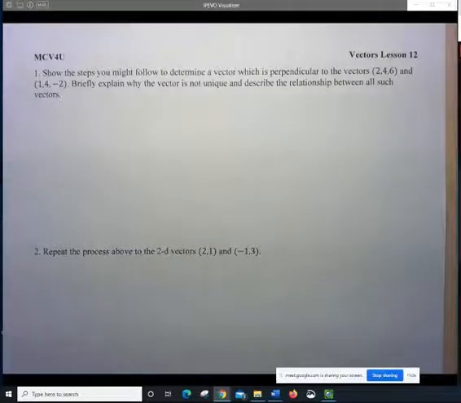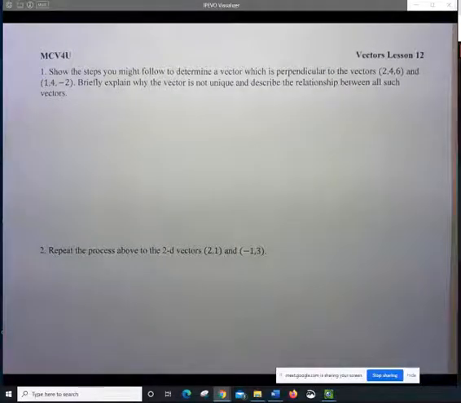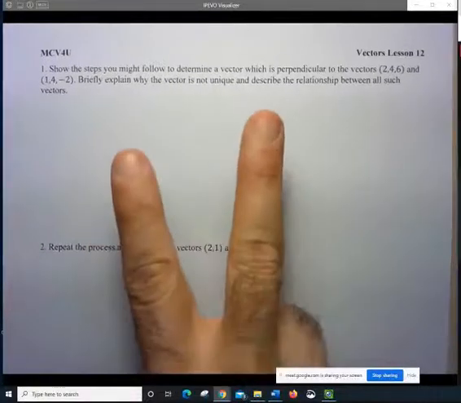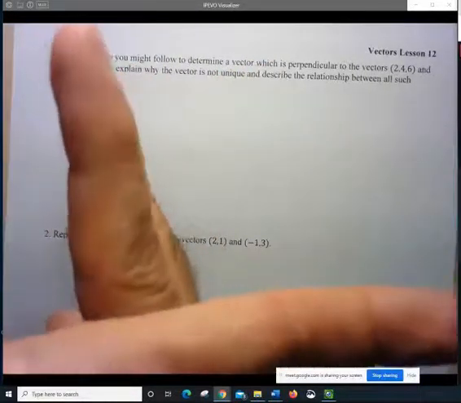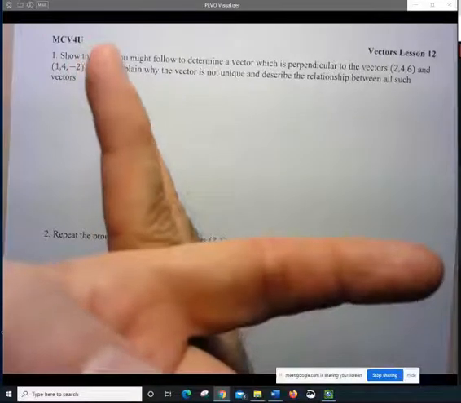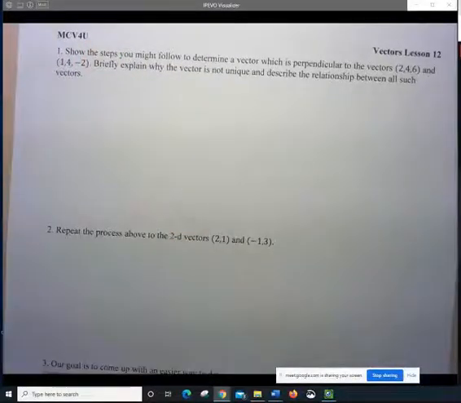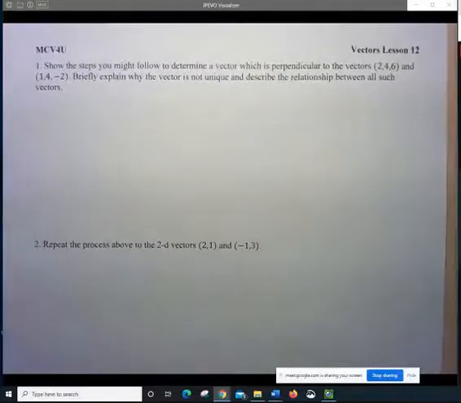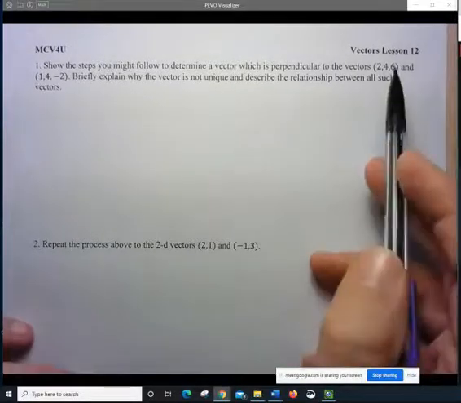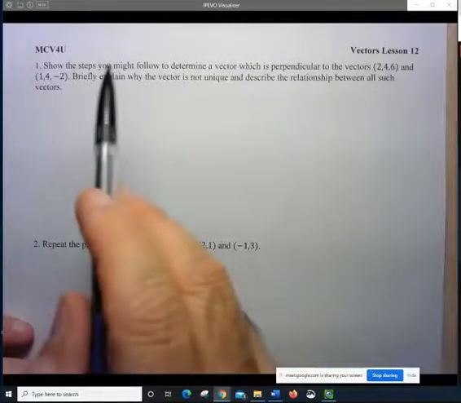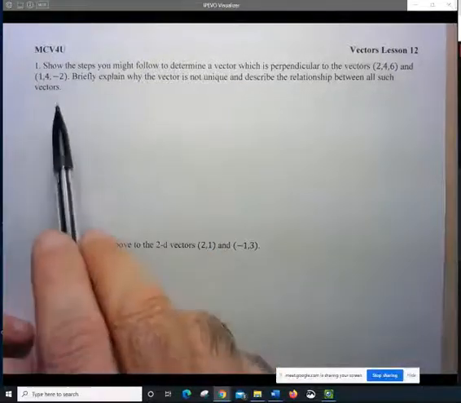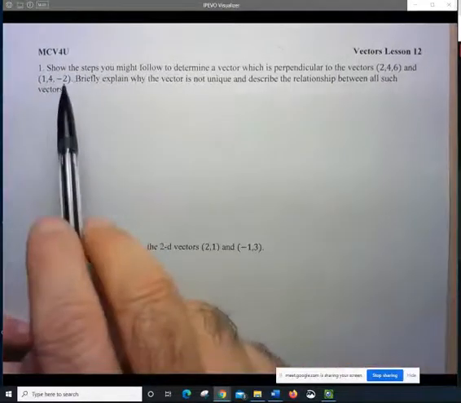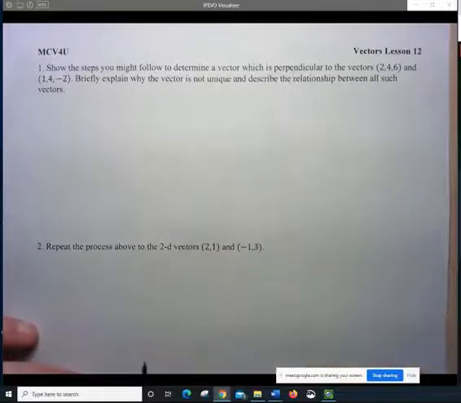Okay, so what this does is it gives us a reasoning for wanting to create an operation that takes two vectors and creates a vector that is perpendicular to both of those vectors. So that's our goal today: can we come up with an operation that takes any two vectors, say in this case the vectors 2, 4, 6 and 1, 4, -2, and produces a third vector which is perpendicular to both of these two vectors? All right, so that's the goal.